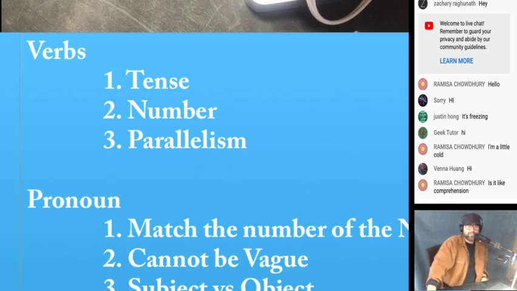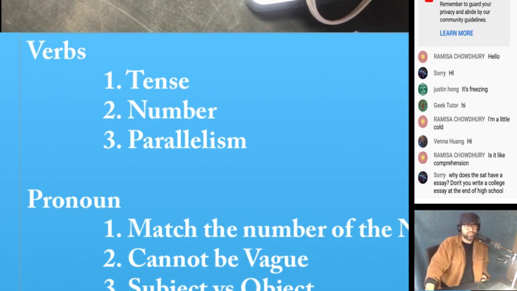So verbs, we're looking for tense. And what that means is very simply past, present, future. There are some verb tenses that we are going to go into today that you need to be aware of. But for the most part, that's pretty easy. The number needs to match the number. You wouldn't say John swim, you know what I mean? John swims.